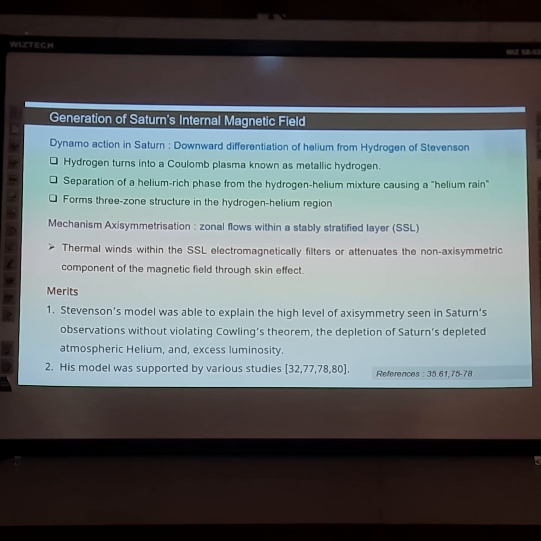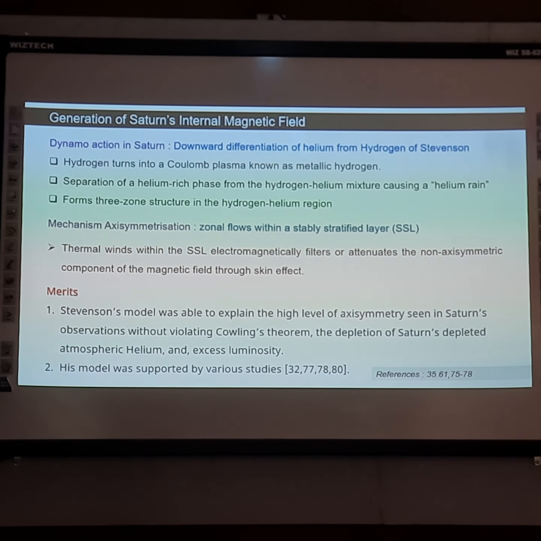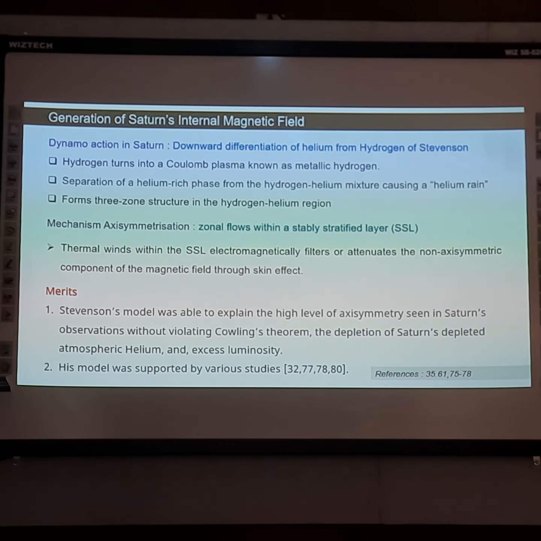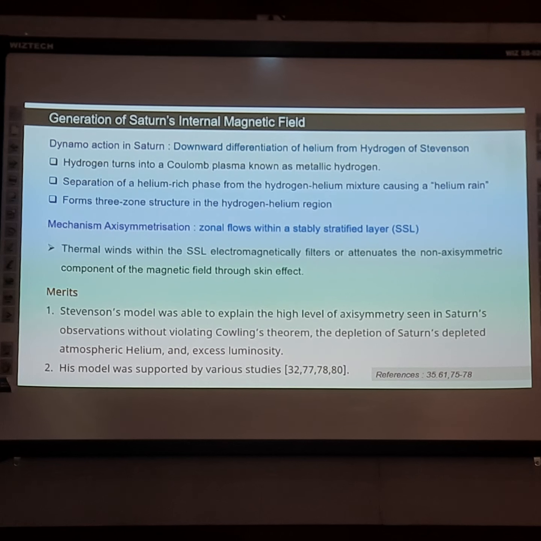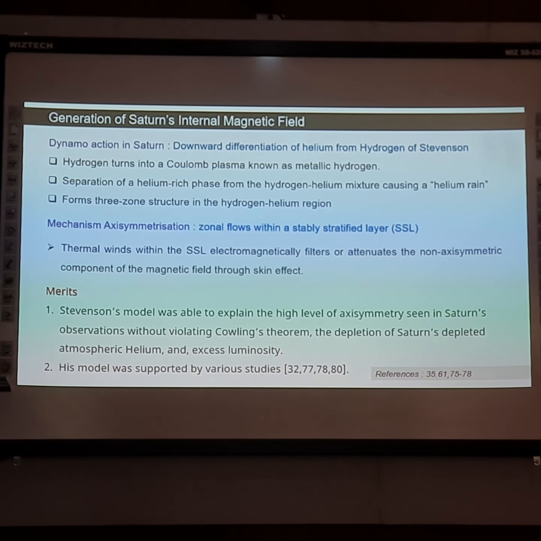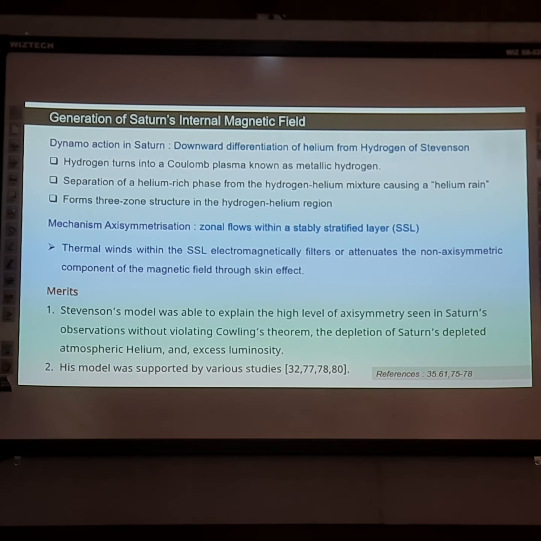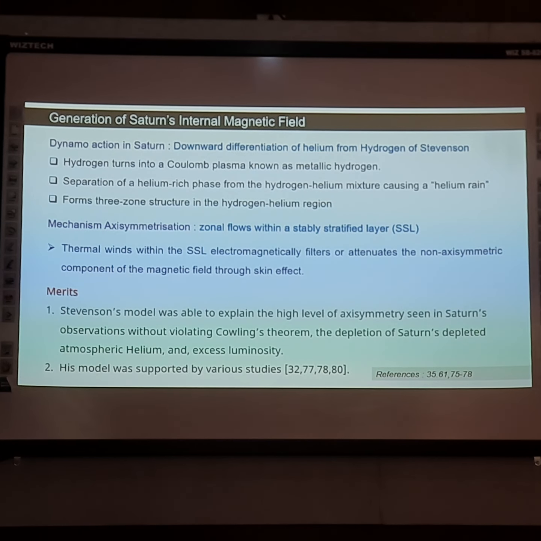The merit of Stevenson's theory is that there is another observation: the calculated amount of helium expected is less than observed. Also, the heat received from the sun and the heat radiated: it radiates 3 times the amount it received. This is what we call excess luminosity. If sunlight gives, let's say, 1%, it gives back 3%, something like that. That is what we call the excess luminosity. This was able to be explained.